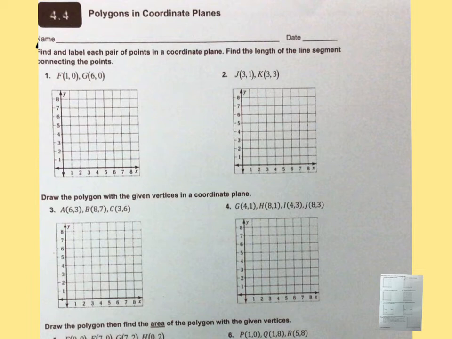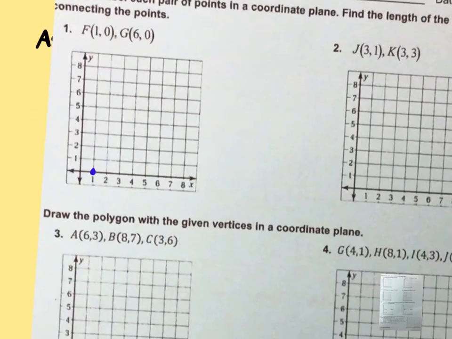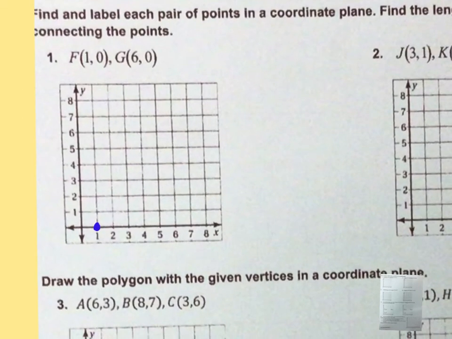It wants us to graph over 1, up 0. So, okay, over 1, we're not going up. We're just going to go right there. Maybe I had to zoom in a little bit. And then it wants us to go over 6, up 0. So again, right here. Now we're going to combine those lines. Well, how long is that line?